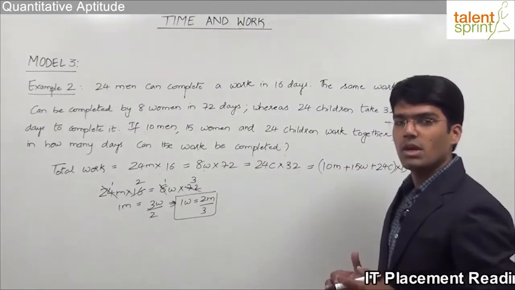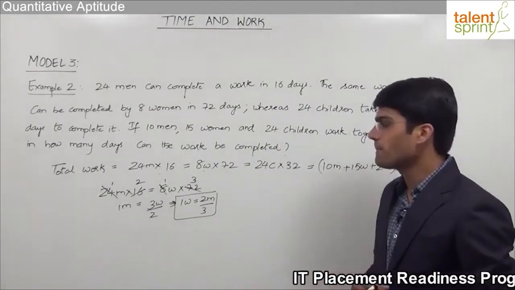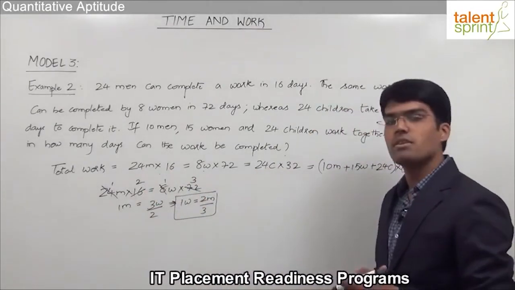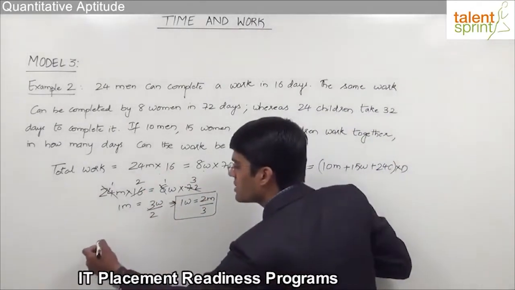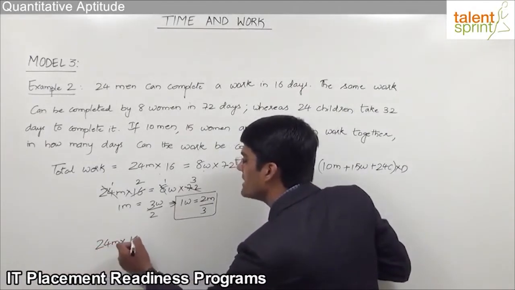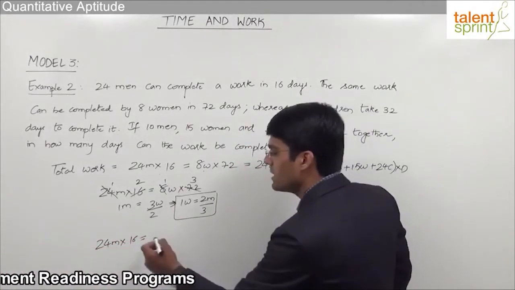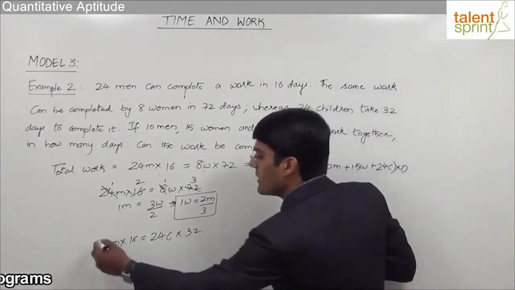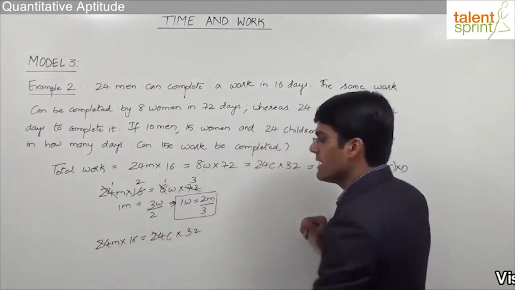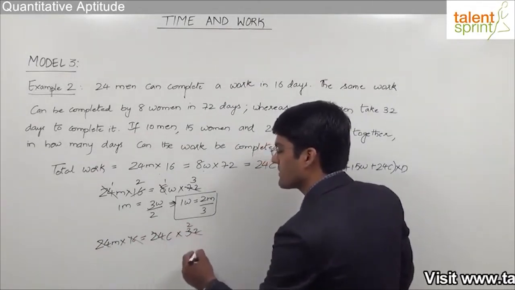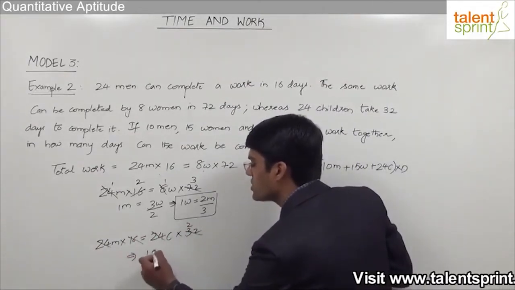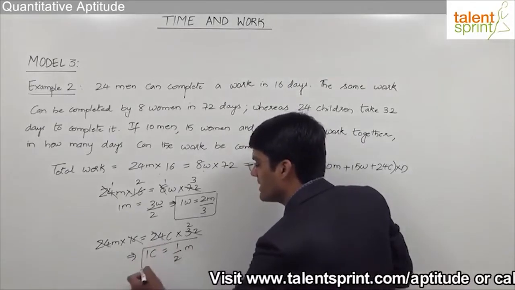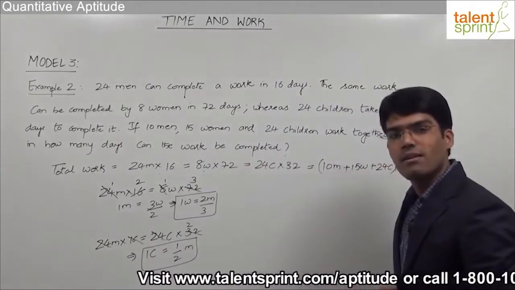Let us now try to convert the children in terms of men. We know that 24 men into 16 is equal to 24 children into 32. So we can say that 24 men into 16 days is the total work. That is again equal to 24 children into 32 days. From this, 24 and 24 get cancelled, and 16 goes 2 times. So we can say that one child will be equal to 1 by 2 men, or the capacity of one child is half of the capacity of a man.